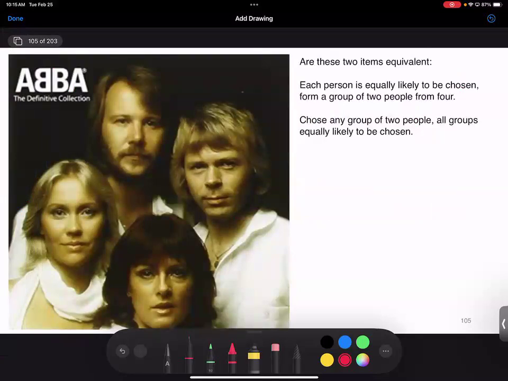So here is an interesting question. This is in the book. Each person is equally likely to be chosen from a group of 4. And so, being a child of the 70s, I defaulted to ABBA. Are the two the same? Each person is equally likely to be chosen from a group of 4, or choose any group of 2 people. All groups are equally likely to be chosen. Are those two equivalent?